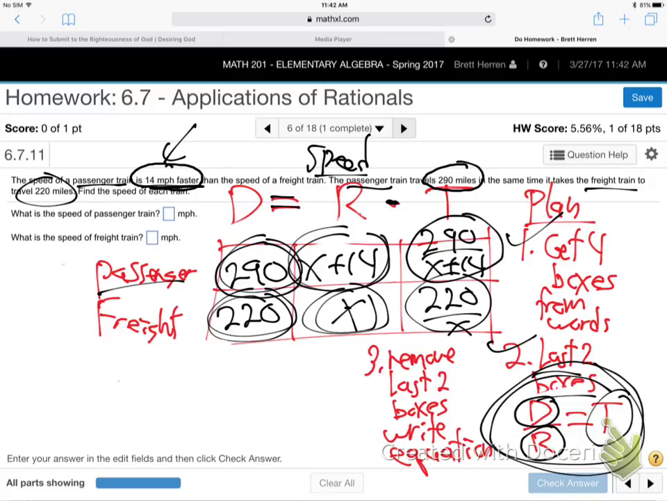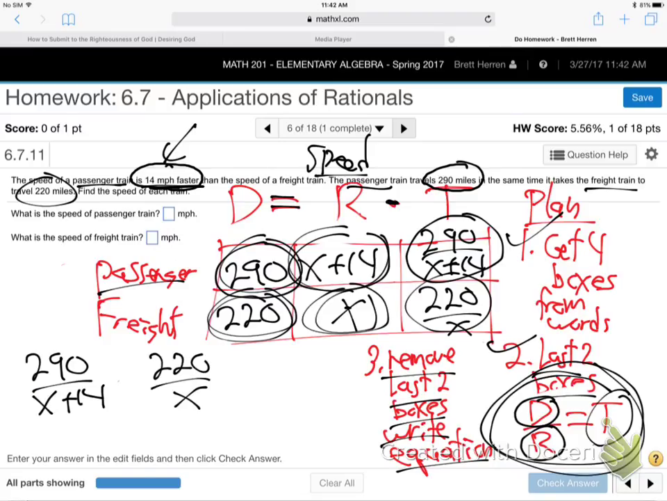Step 2's done. Step 3, remove those last 2 boxes and write some kind of an equation. So now we don't even need the first 4 boxes anymore. They only were important as they led us to the last 2 boxes. So grab out the last 2 boxes, 290 over X plus 14 and 220 over X. Grab out those 2 boxes and write some kind of equation. Can I just make them equal? No.